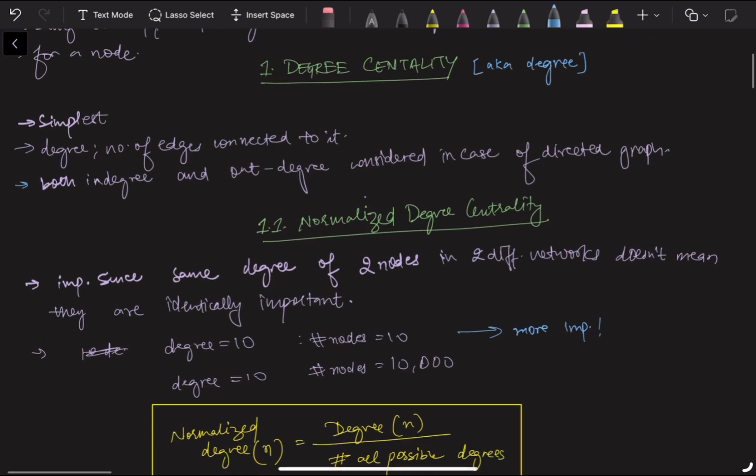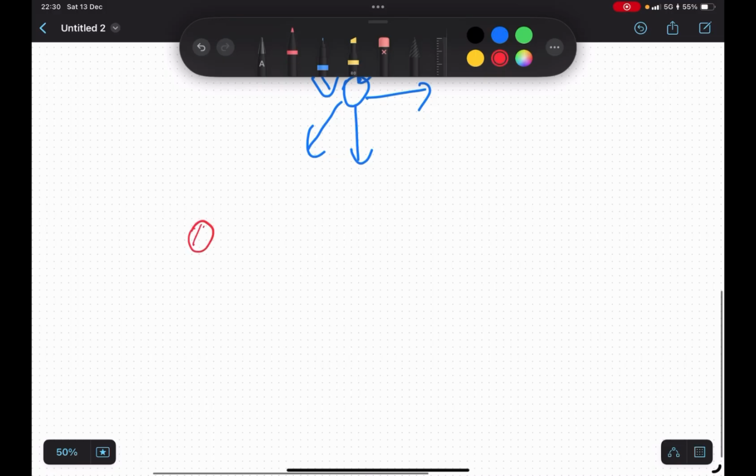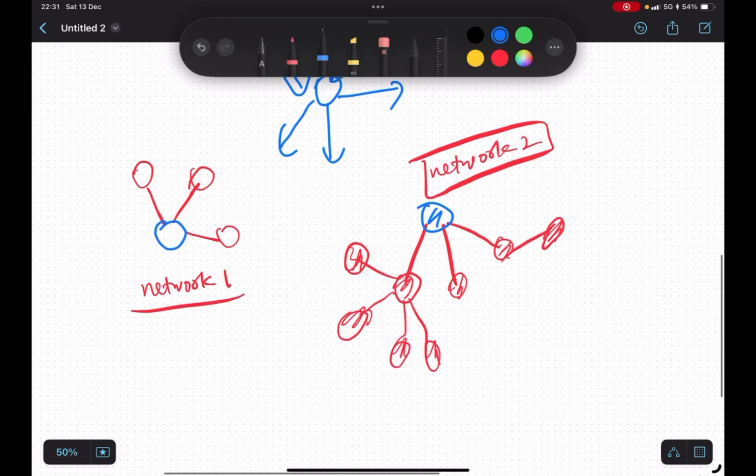Degree centrality, also known as degree, is the simplest form of centrality. The number of edges connected to the node is the degree centrality, with both in-degree and out-degree considered in the case of a directed graph. We have a node connected to, let's say, 3 other nodes. This is network 1, and this is network 2. These are the 2 nodes that we are going to consider. Right now what we have is degree centrality, which is just the number of connected nodes.